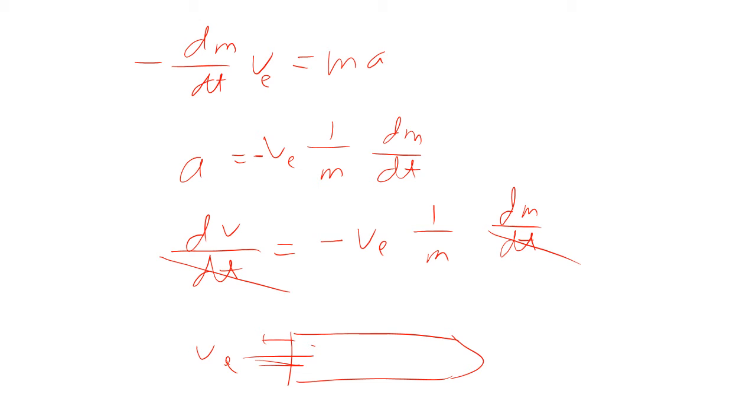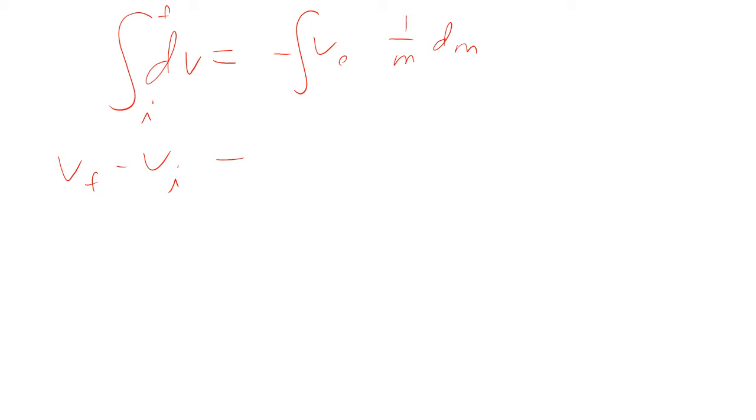Pretend these are fractions, cancel the dt. So that gives me that dv is equal to minus v_e times 1 over m dm. I want to just get v, so I'm going to do an integral of both sides from initial to final. So that would give me v final minus v initial equals minus v_e integral from initial to final of 1 over m dm.